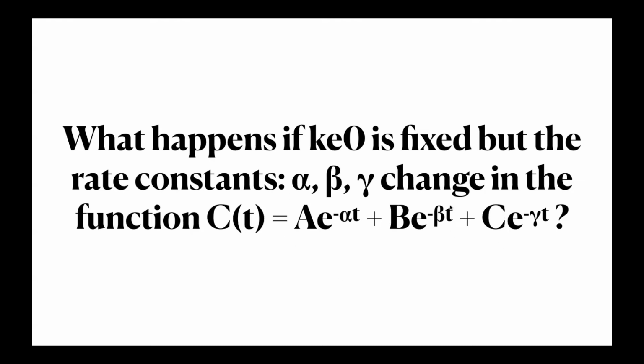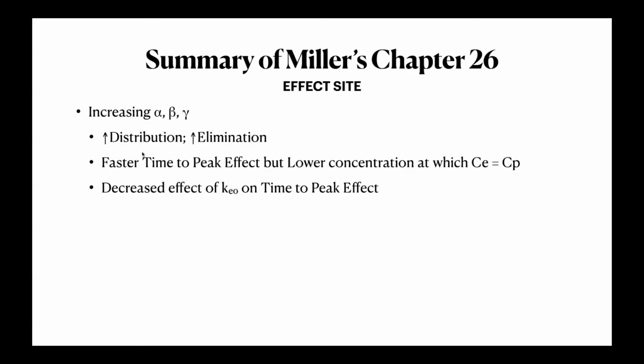And remember that this represents distribution, elimination, and your terminal elimination half-life. It's really A and B that are going to be the most important. So in other words, we're increasing your elimination and increasing your distribution. So if we do that, what happens? And we fix KO. So if we increase the distribution and increase the elimination, we actually have a faster time to peak effect. But again, it's just that analogy of having a smaller mountain, but we've got a lower concentration at which the effect site will equal plasma. And there is a decreased effect of the elimination rate constant on the time to peak effect.